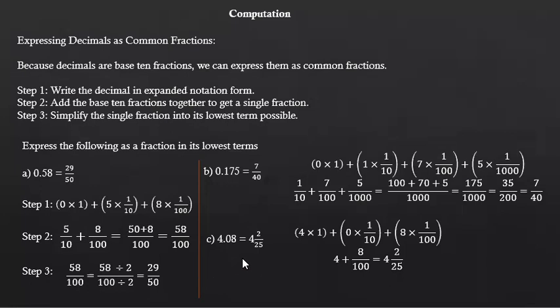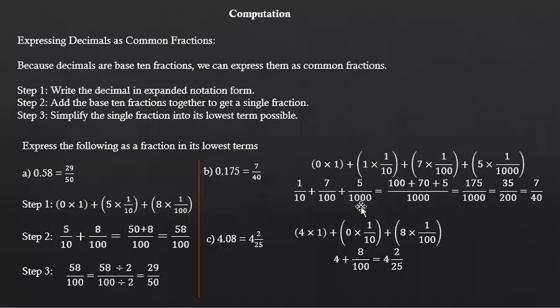No, miss. Okay. So B, 0.175. Again, we multiply the 0 by 1 because it's in the ones column. We multiply the 1 by 1 over 10 because it's in the tenths column, plus 7 multiplied by 1 over 100 because it's in the hundredths column. And now we have a new column called the thousandths column because it's 1 over 1,000. So this 5 is in that column, so we multiply it by 1 over 1,000. For our second step, we get 1 over 10 plus 7 over 100 plus 5 over 1,000.